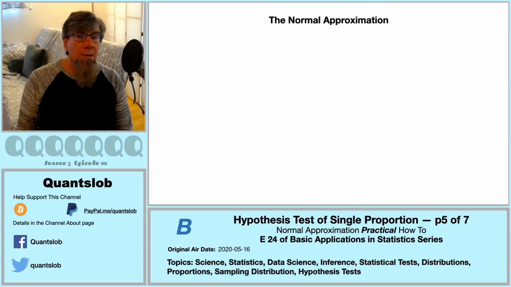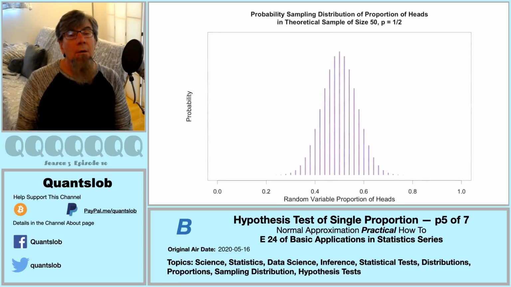Now, throughout this mini-series, we have used the normal approximation. So what does this mean? Well, it means that we use a standard normal or Gaussian distribution to approximate, or if we prefer, to model the sampling distribution of our sample statistic p hat, our proportion. Under the null hypothesis, this here is our theoretical probability sampling distribution of our random variable, proportion of heads, resulting from a theoretical random sample of 50 tosses.